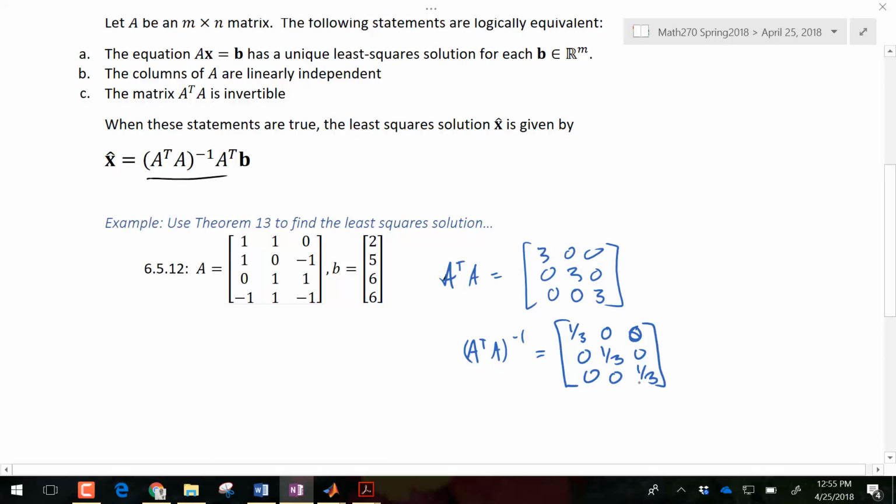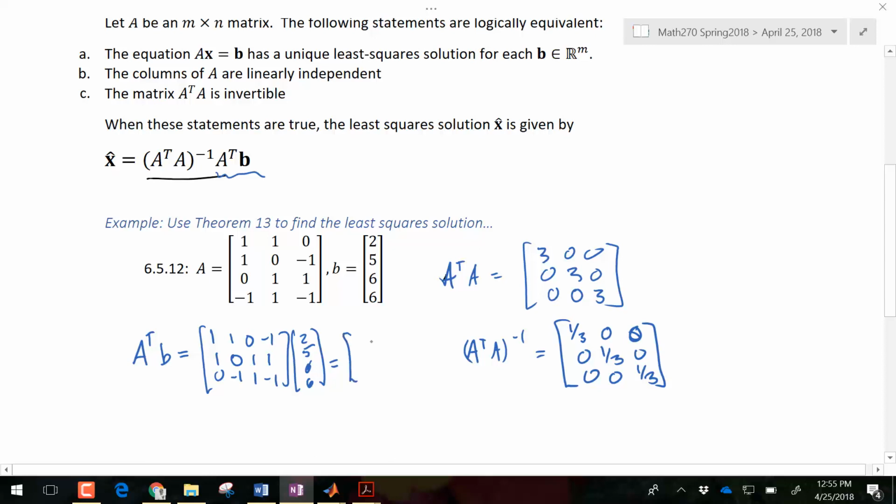So that's the inverse. And then I'll multiply that by A transpose. Actually, it might be better if you do A transpose times B first. So A transpose times B is going to be the transpose of this, which is going to be 1, 1, 0, negative 1, 1, 0, 1, 1, and 0, negative 1, 1, negative 1. And B is 2, 5, 6, 6. So when we do this multiplication, this is a 3 by 4 and a 4 by 1. What should we get? A 3 by 1.